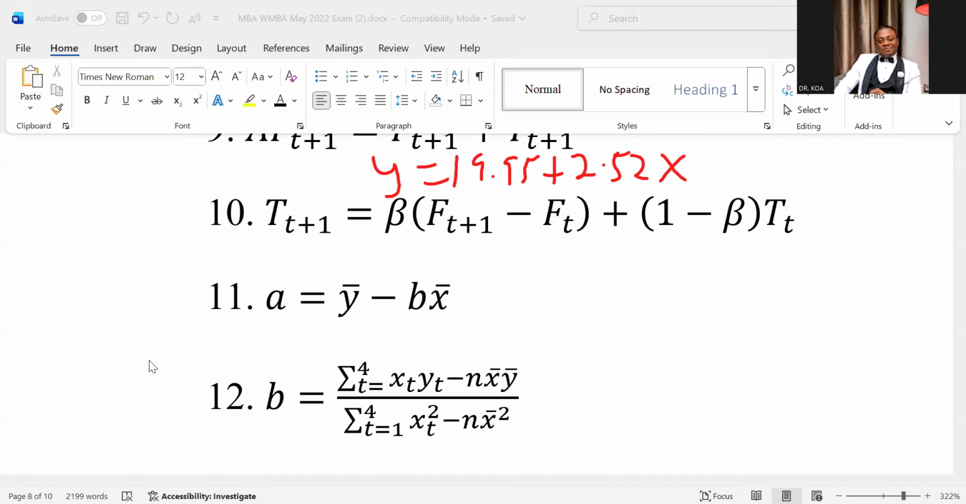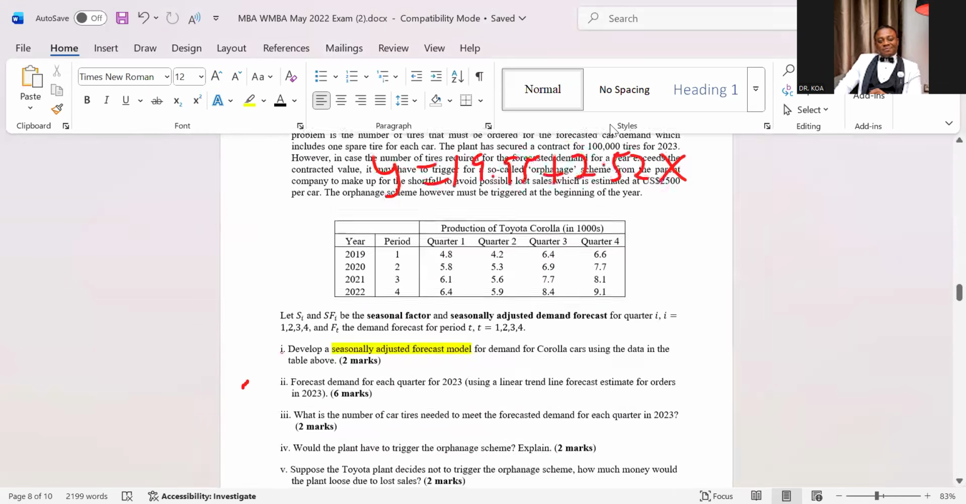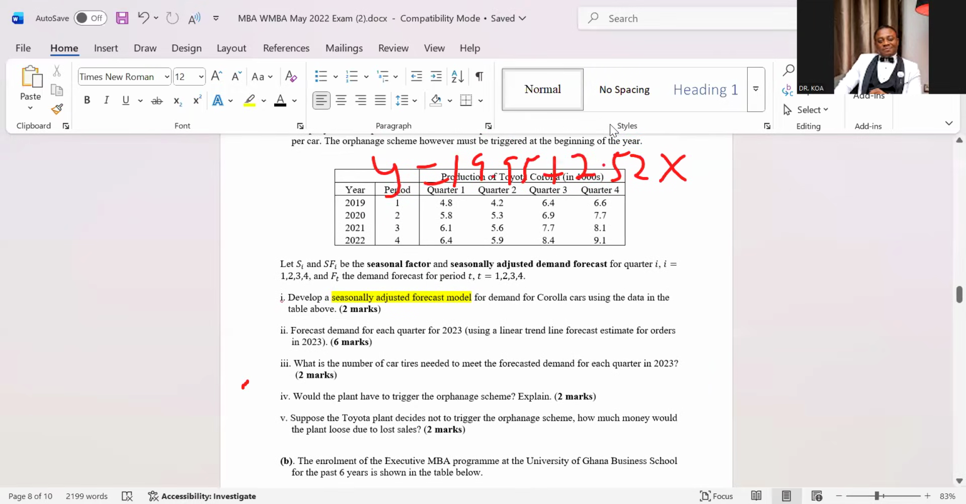So we can now go back to the question. Let's go down to the question and address the key thing the question is trying to handle. The question says, forecast the demand for each quarter. How will you go about it now? Before you can forecast demand for each quarter, you need to know the demand for the year. We don't know demand for 2023.